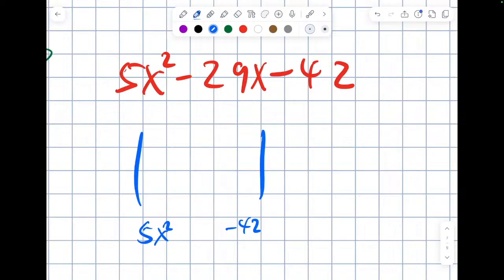Like 35 minus 8 doesn't equal 29. Yeah, but 7 times 8 does not give you 42. Oh. 7 times what? You go. Is this correct? 5x plus 6 and x minus 7.